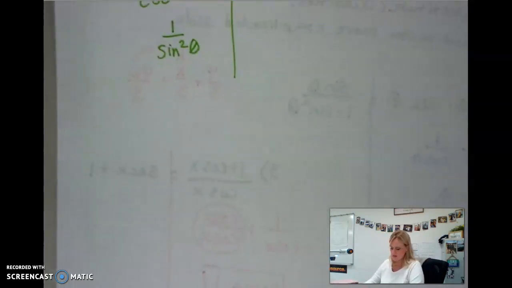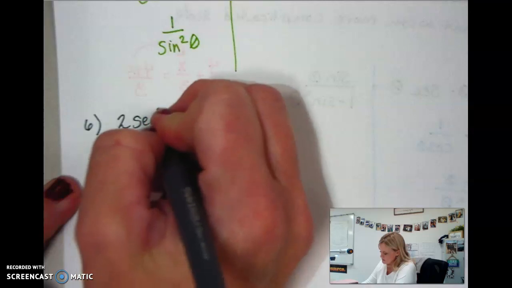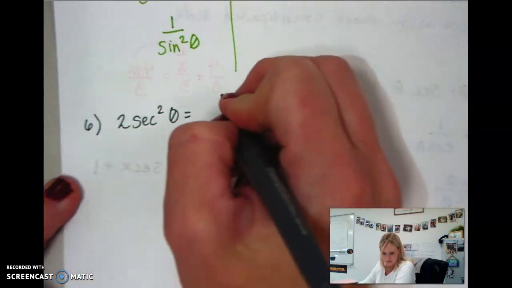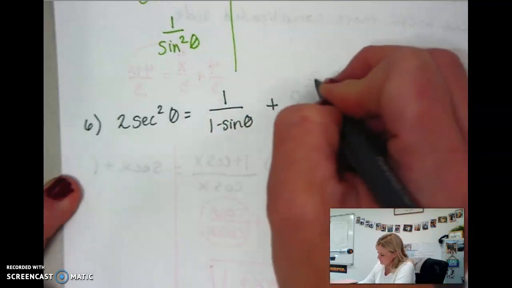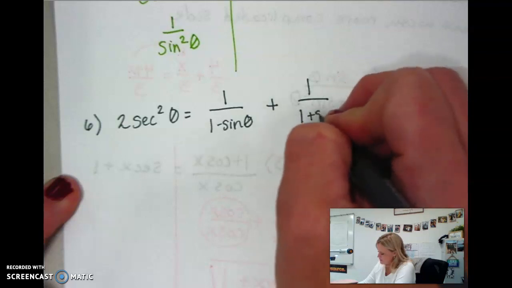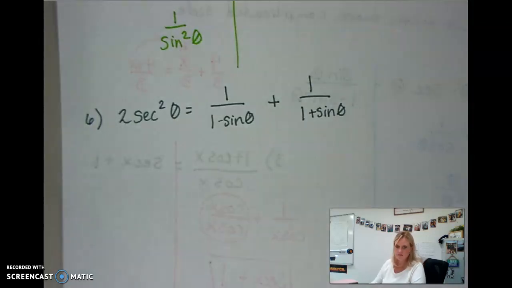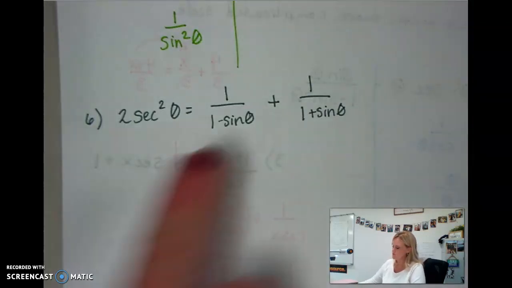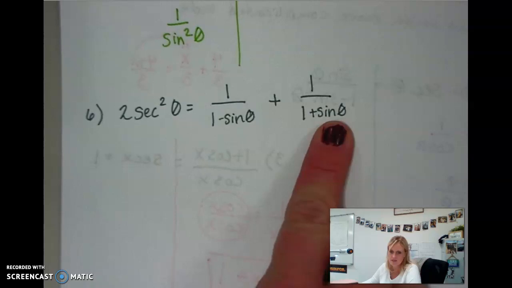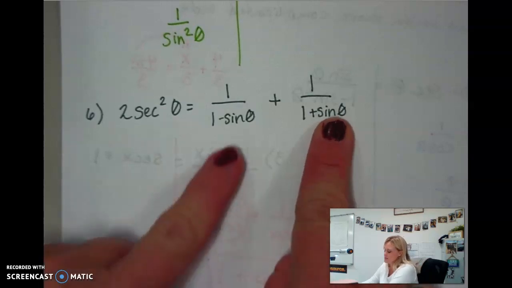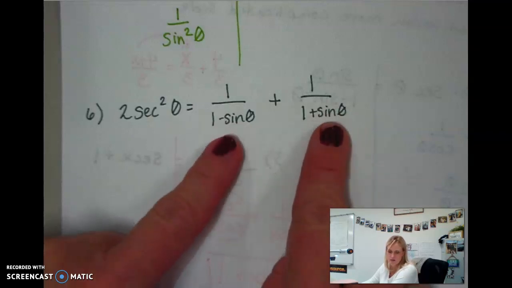We're going to get into a couple more that are a little bit more complicated. Again, when we're proving, we want to pick the more complicated side, if possible. And when we add fractions, we have to have a common denominator. Well, we do not have a common denominator right now, because this denominator is 1 minus the sine of theta, and this one is 1 plus the sine of theta. Okay, the other problem is just because there's a 1 here and a plus or a minus, it is not an identity because it is not squared.